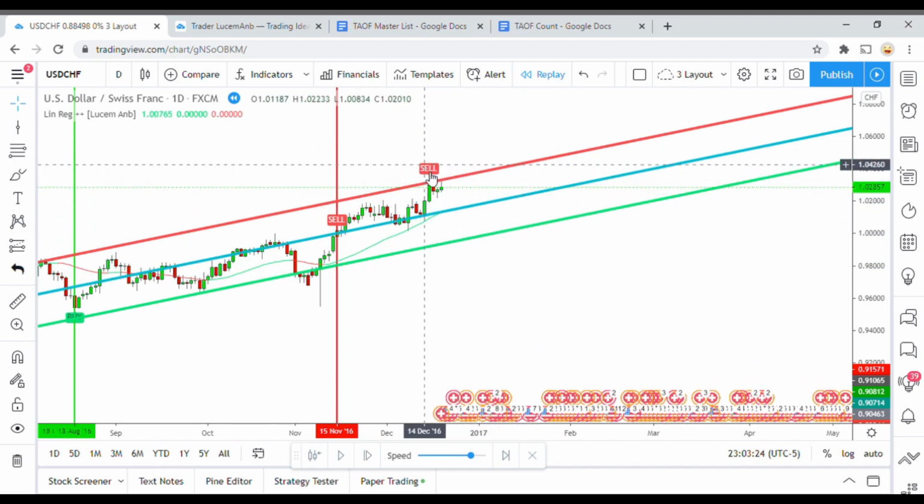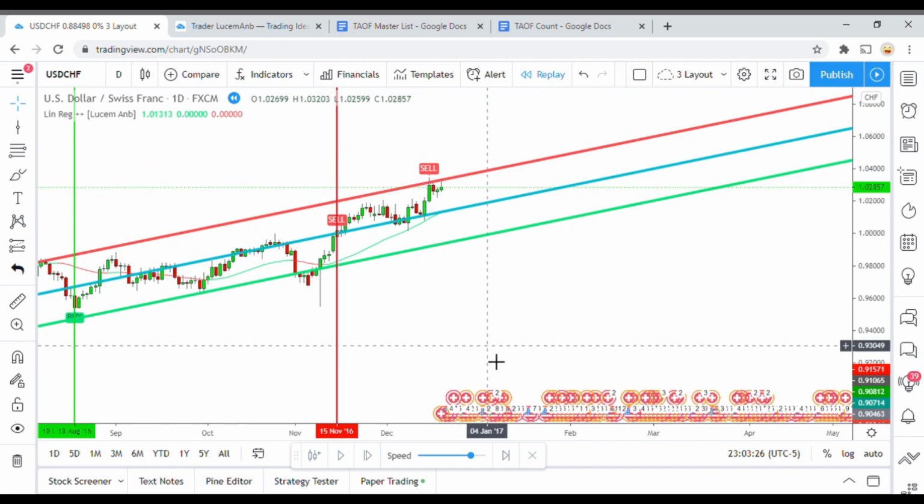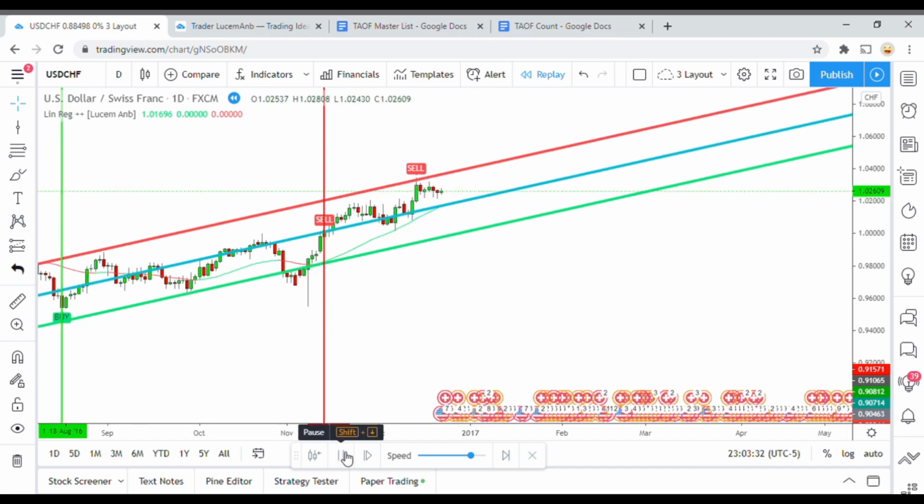So now we see that it is giving us a sell signal again right there. We are close to the end of the year. Let's see what happens.